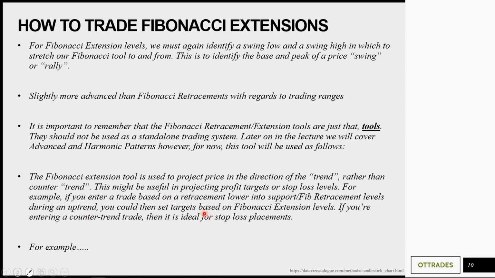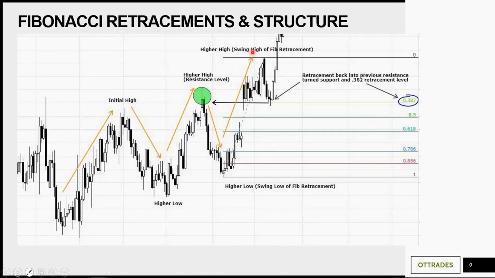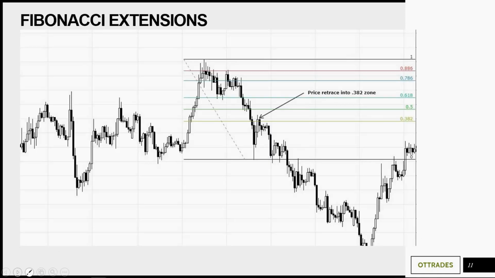So we set targets for that trade. So if you're entering a counter trend trade, this is ideal for stop loss placements. So if we were up at this level and we wanted to enter short, we could use our fib extension to project them higher than the previous high and use these as stop loss levels or invalidation levels. We'll cover this. If that didn't make sense, we'll cover this now.